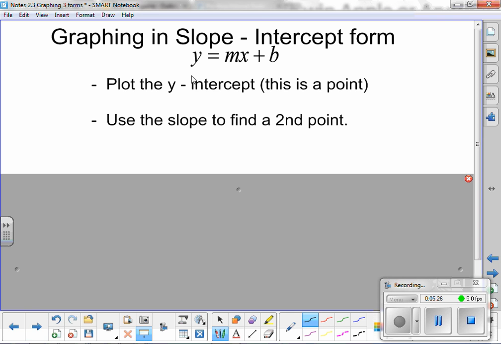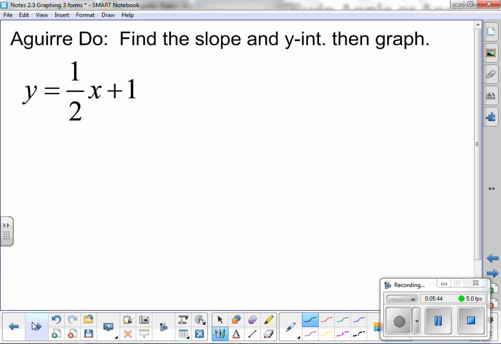Moving on. Slope-intercept form. This is probably more familiar to you guys. Most of the time in geometry, you're using this form of a line. The m is your slope, b is the y-intercept. Plot the y-intercept first, so obviously you have to find your y-intercept first. And then after that, you're going to use the slope, which is m, to find a second point. So here we go. Find the slope and the y-intercept, then graph.